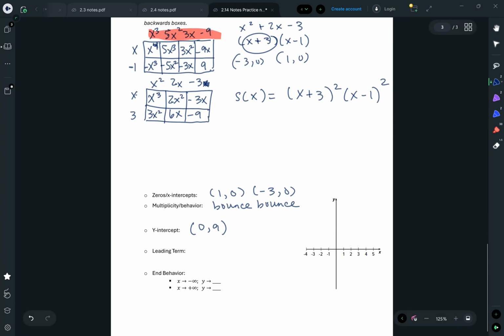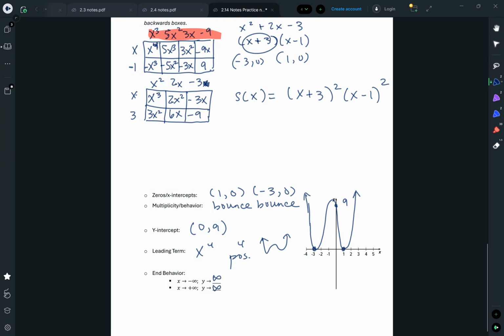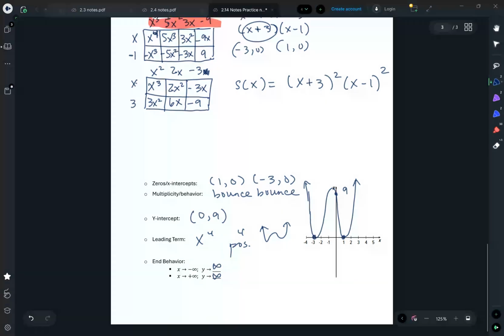I'm looking at an x to the 4th, so degree 4 and positive. So this is my graph shape. And now I just need to go ahead and graph it. So here's my 1, 0. Here's my negative 3, 0. Here's my 0, 9. So I'm going to come down through this point. Or actually not through it, just bounce. And come back up and bounce. And both ends of my graph are going up, so y is always approaching positive infinity on the left and on the right. This one was definitely a lot trickier.